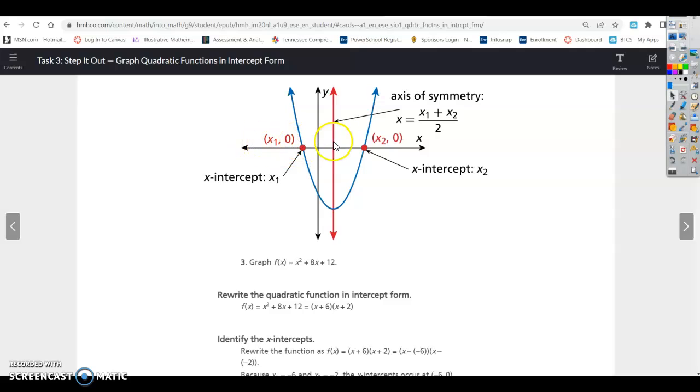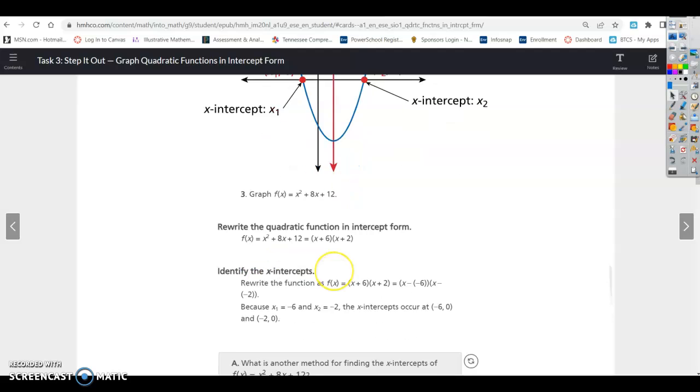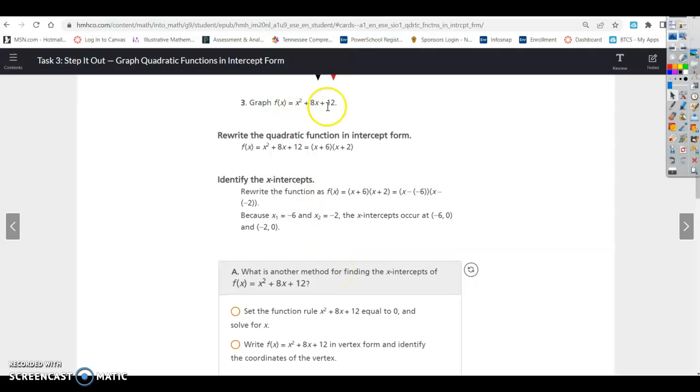So your x1 and your x2 are your two intercepts, and they're showing you how to find the axis of symmetry here. It says graph f(x) = x² + 8x + 12. So they're giving you an example to look at. You can take this and rewrite it in factored form, which again is considered intercept form here. If we factor this expression, we have to find what multiplies to give us 12 and adds to give us 8. 6 times 2 multiplies to give us 12 and adds to give us 8. So they rewrote this in factored form, or intercept form, so that we can see our x1 and x2.